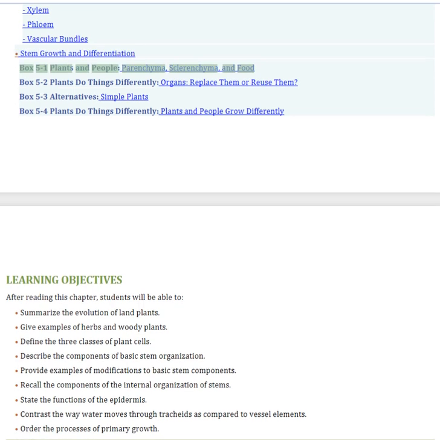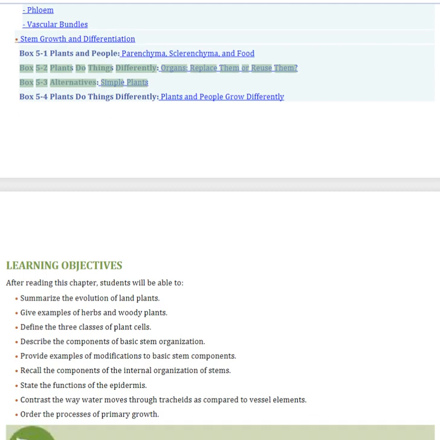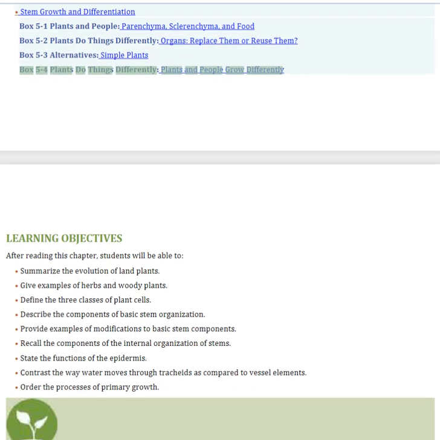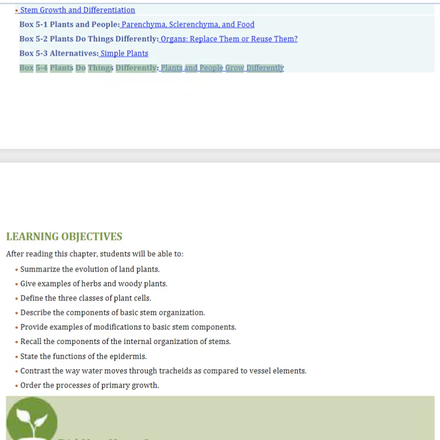Box 5-1 Plants and people, parenchyma, sclerenchyma, and food. Box 5-2 Plants do things differently, organs, replace them or reuse them. Box 5-3 Alternatives, simple plants. Box 5-4 Plants do things differently, plants and people grow differently.